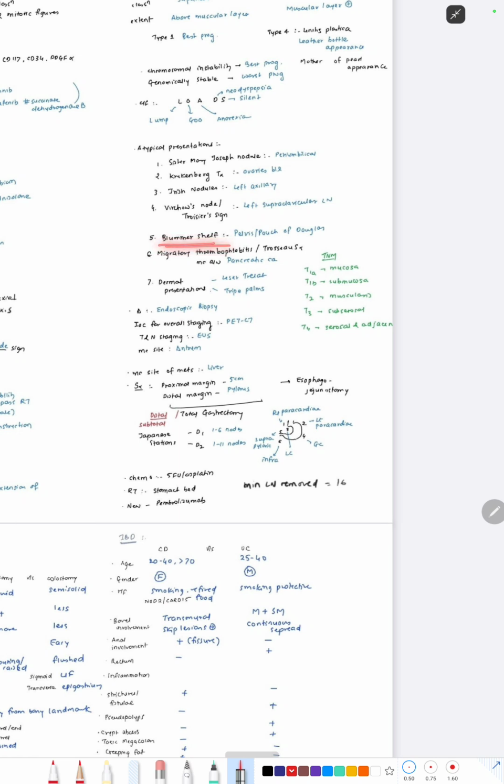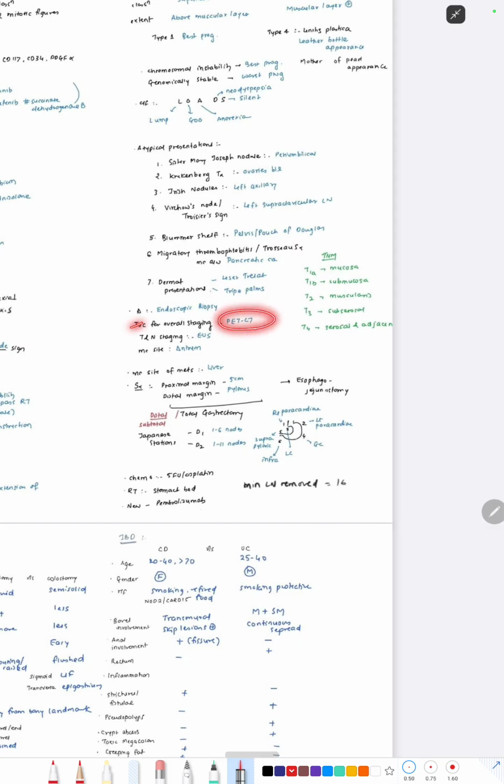Then Blumer's shelf, in the pelvis or pouch of Douglas. Migratory thrombophlebitis of Levi is also called Trousseau syndrome. It is associated most commonly with pancreatic cancer. In dermatological presentation, Leser-Trélat sign and acanthosis nigricans. Diagnosis is by endoscopic biopsy, that is for stomach cancer.